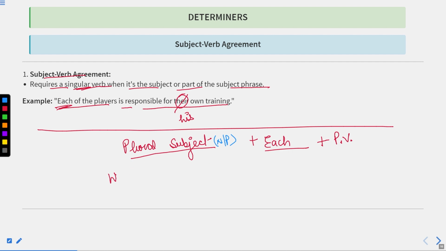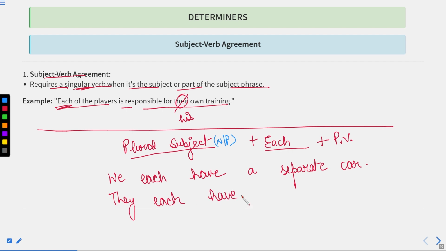For example, we each have a separate car. So we each, they each have a separate, or suppose I don't write this word separate, they each have a pen. So each and every person has his own pen. So they each have a pen.